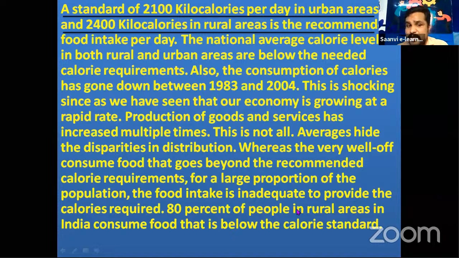80% of people in rural areas in India consume food that is below the calorie standard, especially the rural area where you, me, and we all are living. There is no accessibility; production is not enough to distribute to each and every person. Availability is a problem mainly because all sorts of food may not be available in our region. And even if it is available, there is no affordability. Our income is not sufficient to purchase such types of food grains.